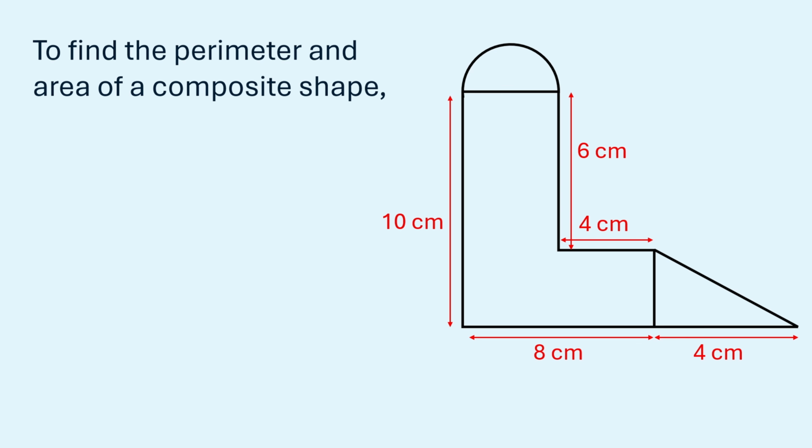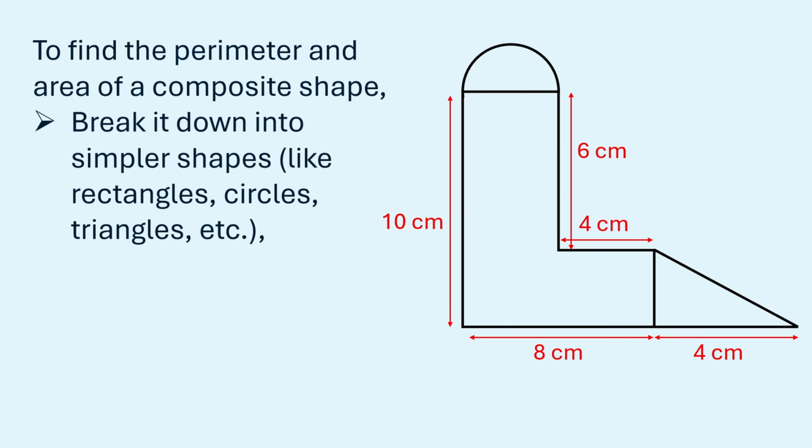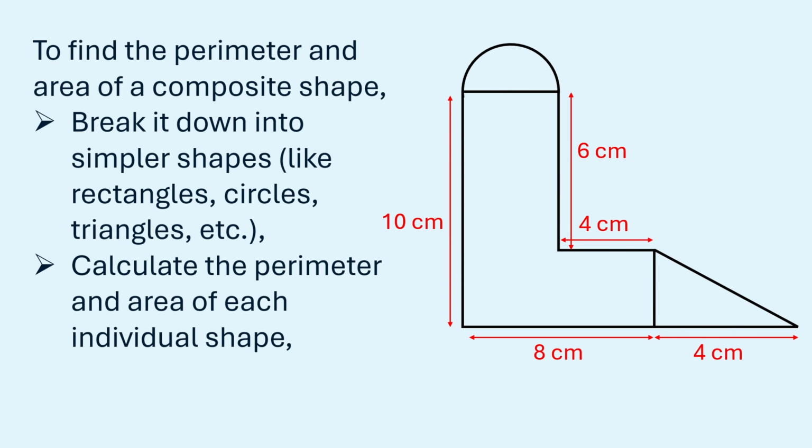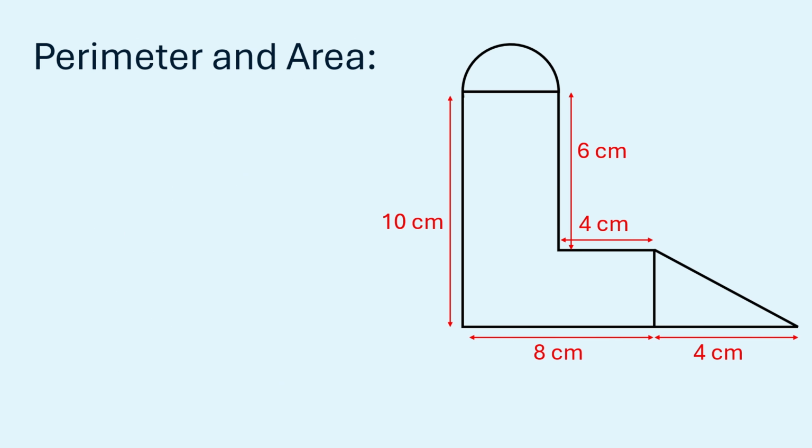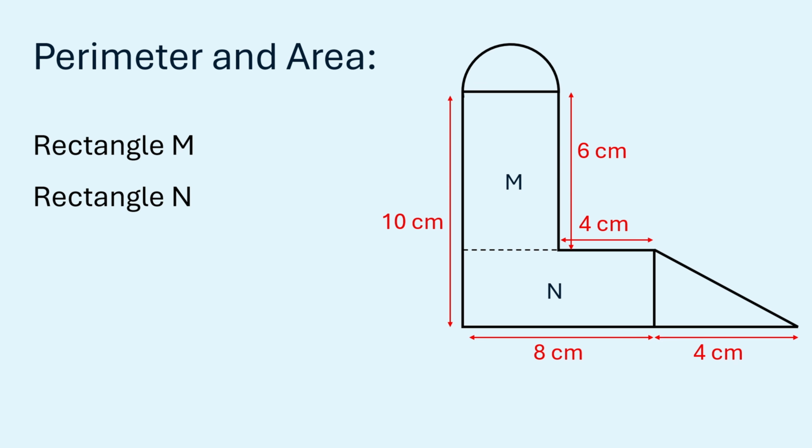To find the perimeter and area of a composite shape, break it down into simpler shapes like rectangles, circles, triangles, etc. Calculate the perimeter and area of each individual shape and then combine the results. Now we will break the given composite shape into simpler shapes: rectangle M, rectangle N, semicircle C, triangle T.